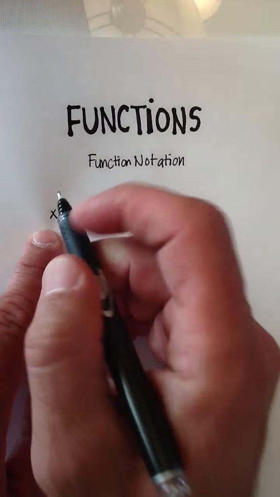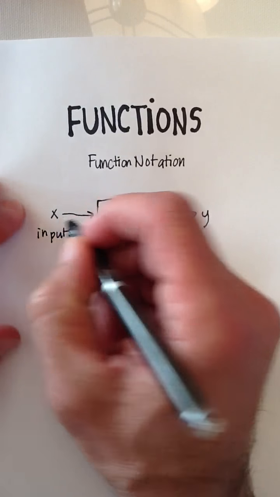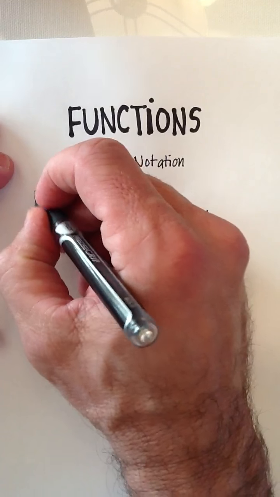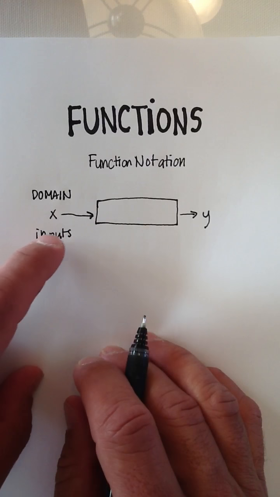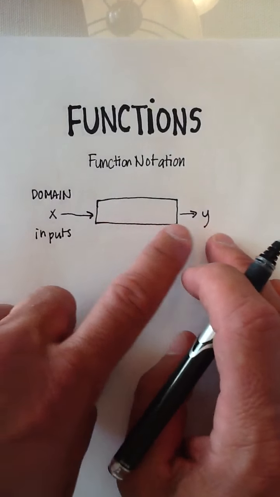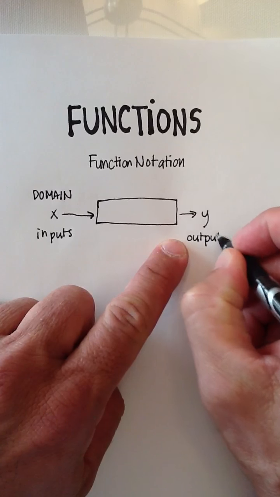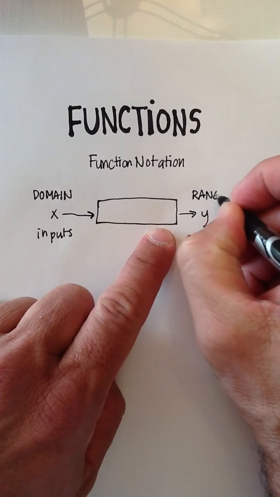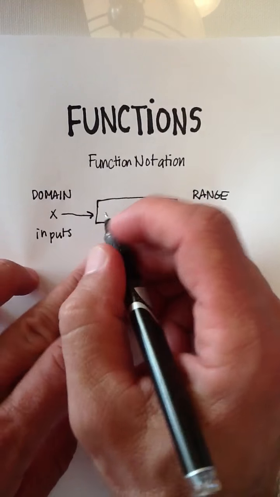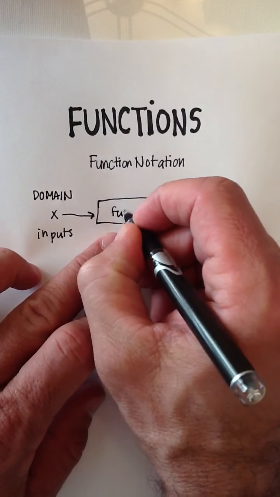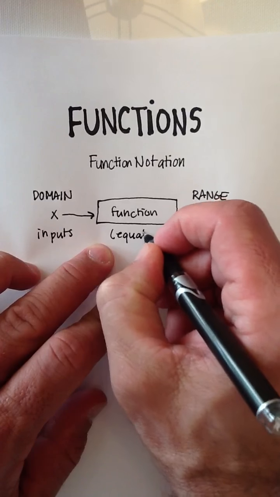And again, remember we called these x's inputs, and another name for the x's is the domain. All right. So a member of the domain goes into the function machine, and out comes the output, or the y, or a member of the range. And we said that the function itself, okay, is usually some kind of an equation. All right, so we'll call this the function, and it's usually, again, some kind of an equation.